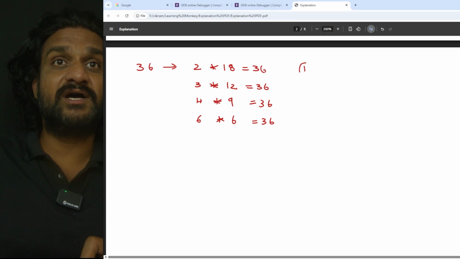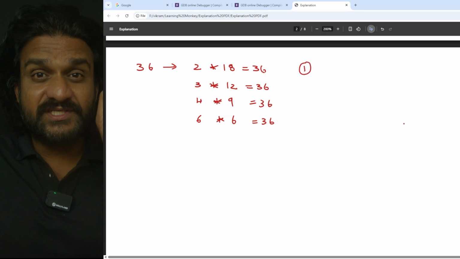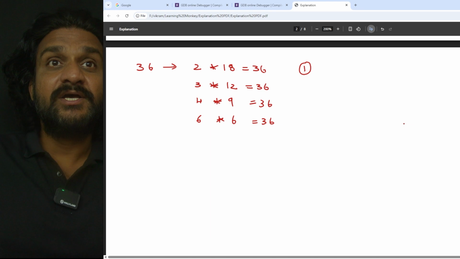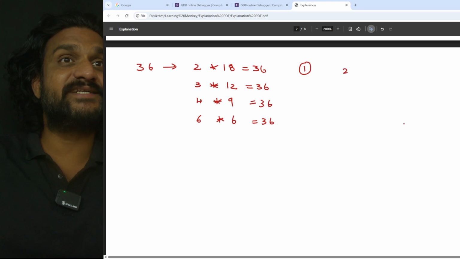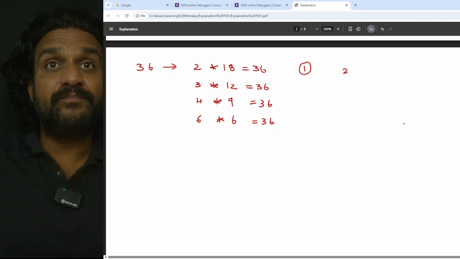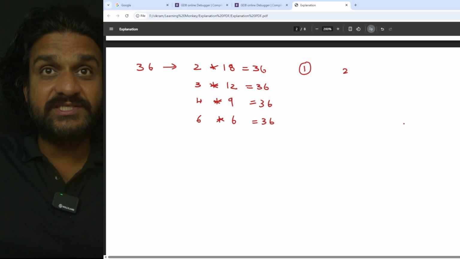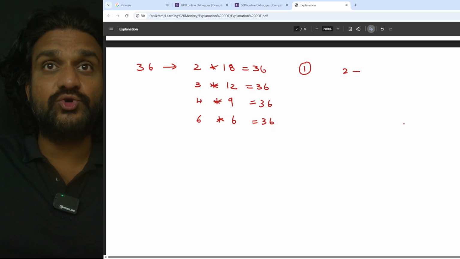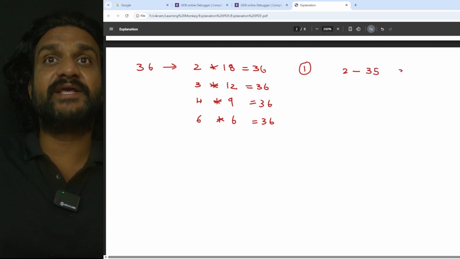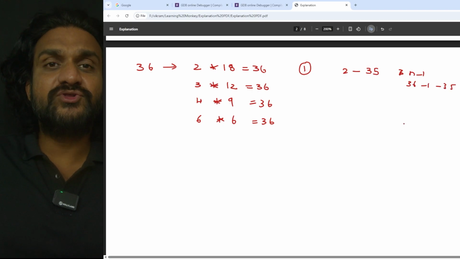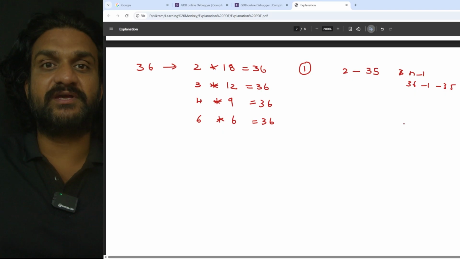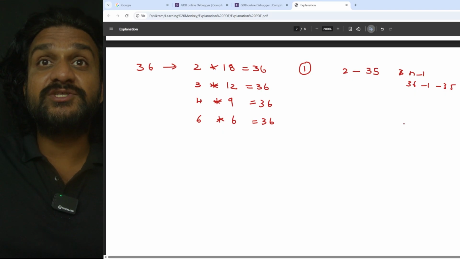The first consideration we have to make is this. Every time, what I've said is that we have to start from 2. So let's take this number. Based upon the previous discussion, what is our assumption? We have to start from 2 and divide the given number until n minus 1, which is 36 minus 1, which is 35. This is the kind of assumption we had.